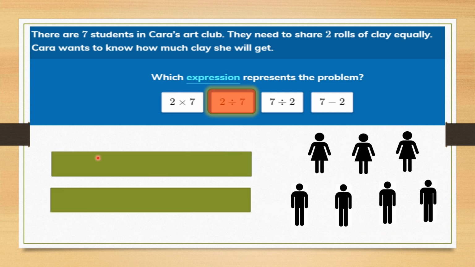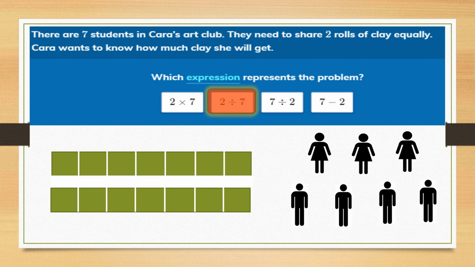We can break this roll of clay in 7 pieces. So we partition it in 7. You have 1, 2, 3, 4, 5, 6, 7. So we could give 1 piece of this to each of these students. And we could also partition the other piece of clay into 7 since we have 7 students. So doing this, we are able to share equally with these students.